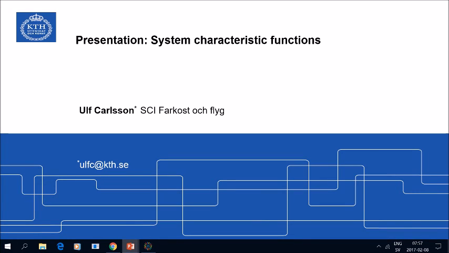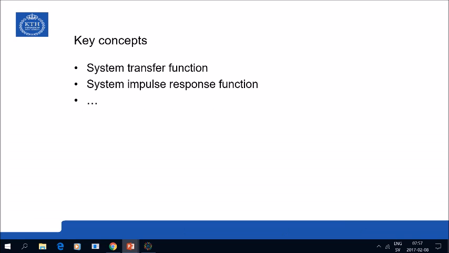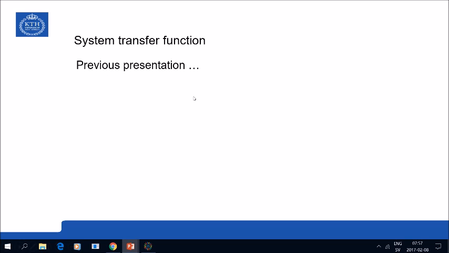In a previous presentation, I concluded that a system's transfer function can be formulated as a sum of contributions from its different modes. In this presentation, I will continue the discussion on system characteristic functions. So, the key concepts we will meet in this presentation are system transfer functions and also a new concept, the system's impulse response function. But we will start with a more fundamental question. Is our mission in experimental modal analysis possible?